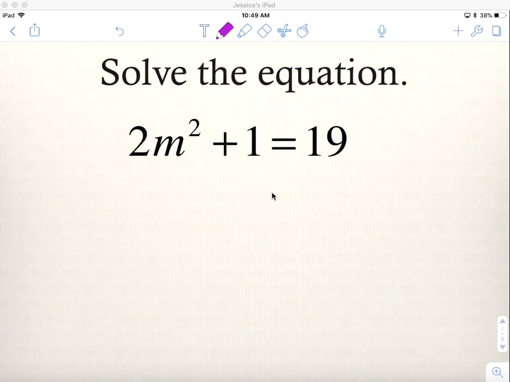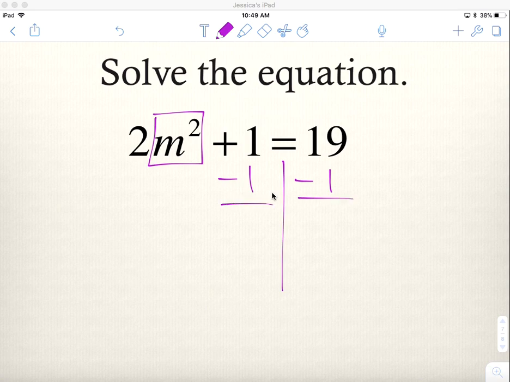Now we're ready to try two-step equations with an exponent of 2. Your first step is to get m squared by itself, just like we've been doing. So first we've got to move plus 1 to the other side. The opposite of adding 1 is to subtract 1. And this becomes 2m squared equals 18.